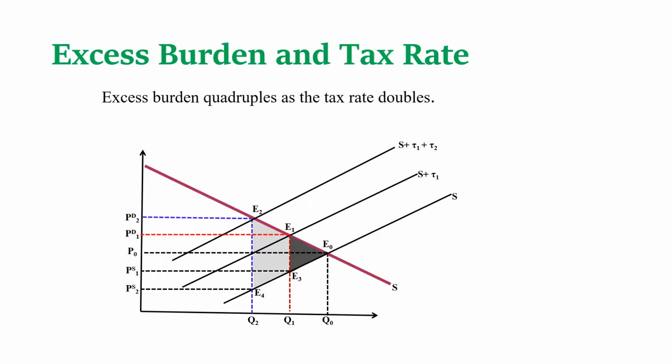Now, the excess burden quadruples as the tax rate doubles. If the tax rate doubles, we expect the excess burden to increase four times. If the tax rate increases by three times, the excess burden is going to increase nine times. Understand? So that's why they say excess burden quadruples as the tax rate doubles.